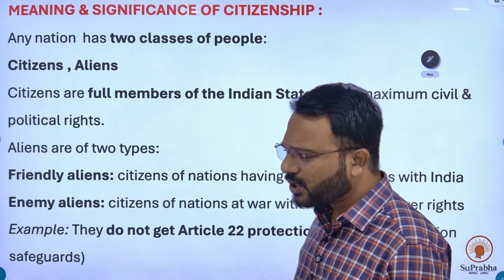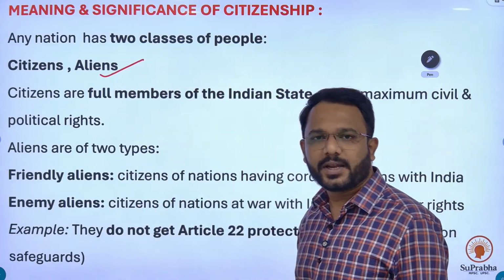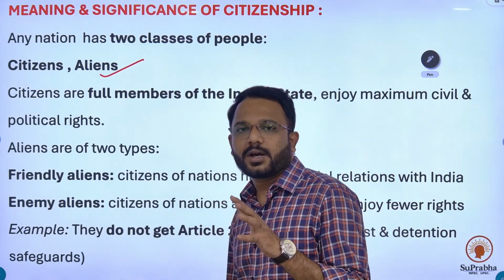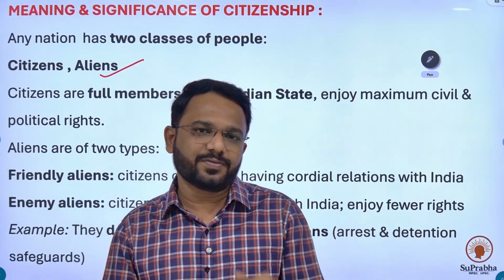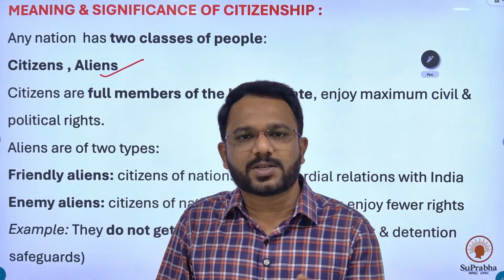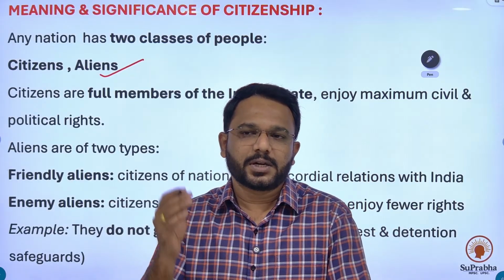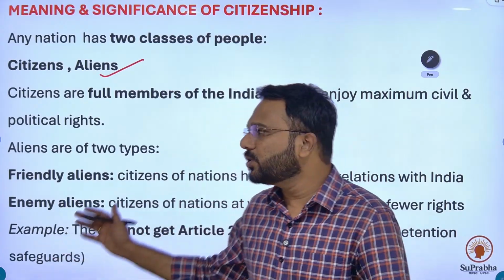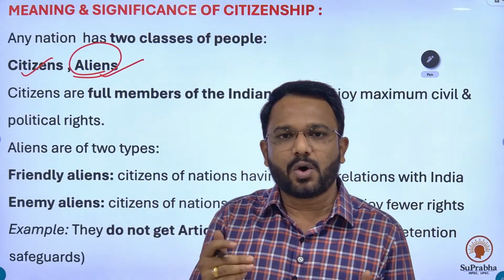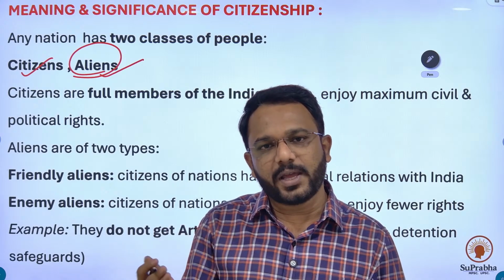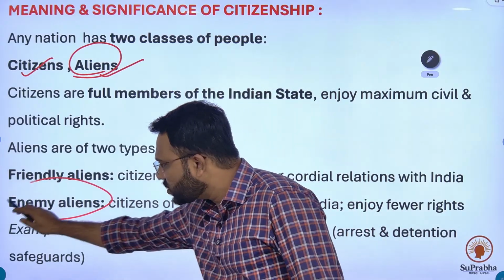Let's move on to another slide. Here we have discussed that there are two types of individuals residing in any country. So what are the specific differences between citizens and aliens? The citizens of that nation have all the rights which the country provides. In the case of aliens, the rights are restricted according to the type of alien. If the alien is friendly, there are restricted rights, and if the alien belongs to an enemy country, the rights are more restricted.